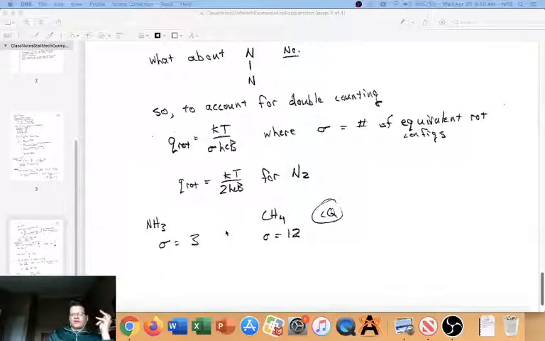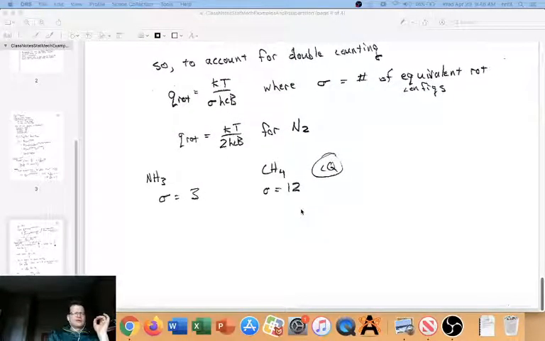Equivalent rotational configurations you should be able to figure out if you think about the symmetry. So like ammonia is a trigonal pyramidal configuration. So you can rotate it to 3 equivalent positions, or methane, which is tetrahedral, and that's a little harder to think about, but there are 12 total different ways it could go if the 4 hydrogens are all the same, which they are. So anyway, I'll leave that for today. That's it.